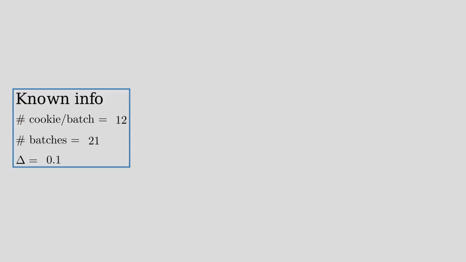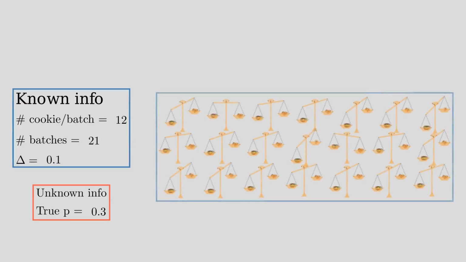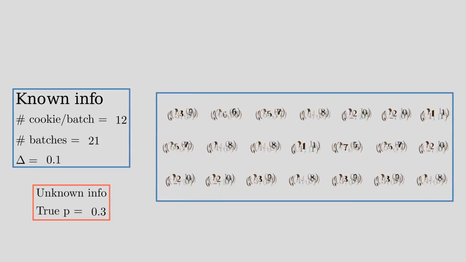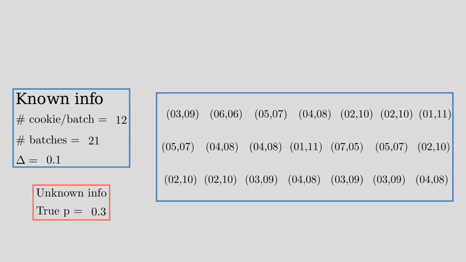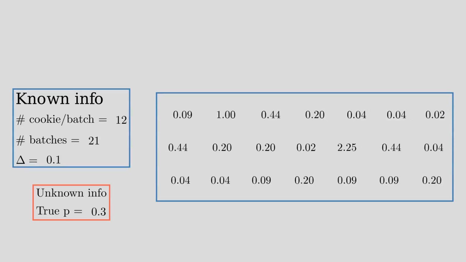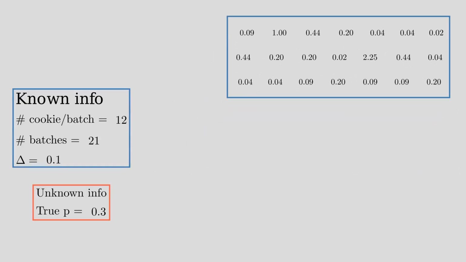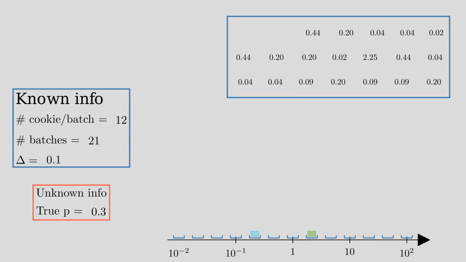Let us imagine for a moment that we do a lot of separate experiments over multiple batches. We do 21 batches of 12 cookies each, and have a slack of 0.1. The true p that we would want to learn is at 0.3. We have 21 sets of counts of x equals 0 and x equals 1. For each set, we can compute the likelihood ratio and put it in a graph, building a histogram.